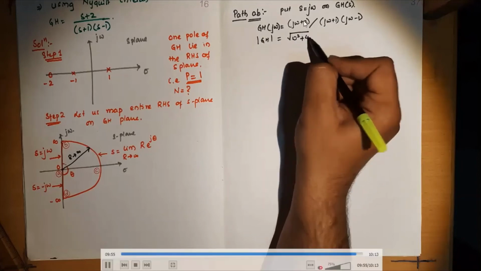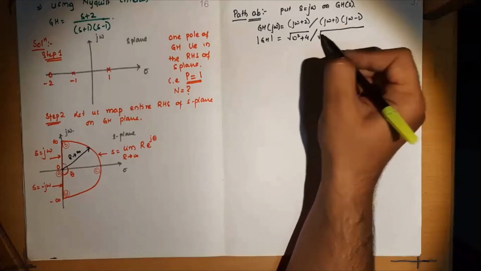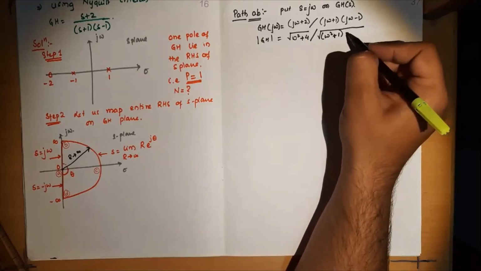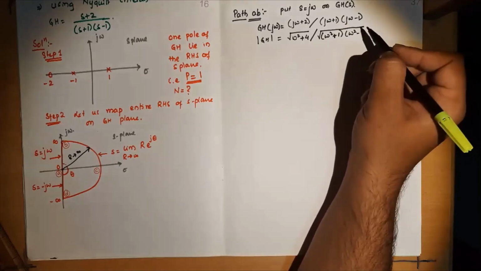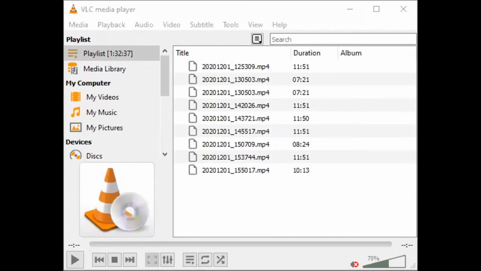So I'll write the gain as the square root of omega square plus 2 square, that is 4, divided by the square root of omega square plus 1 into the square root of omega square plus 1. Oh, there's a typo, that should be plus. Then we will write the phase angle expression.